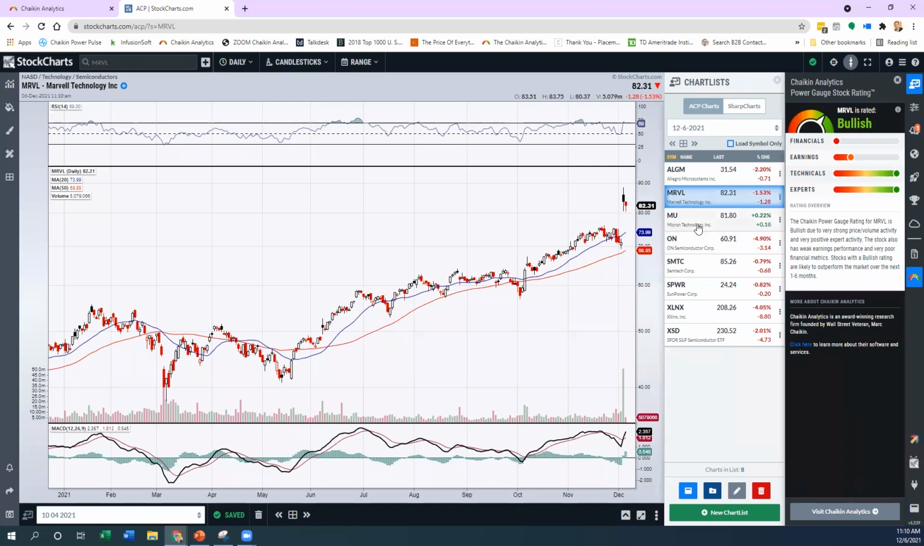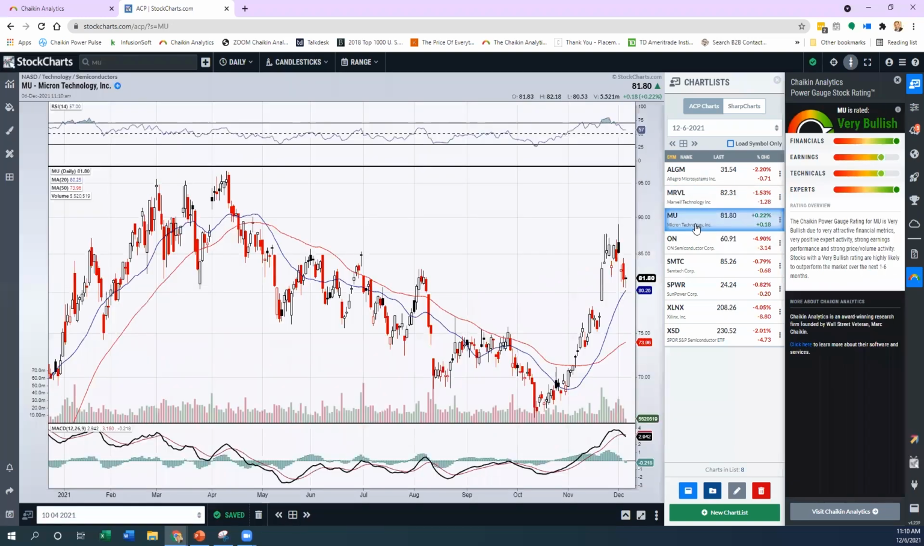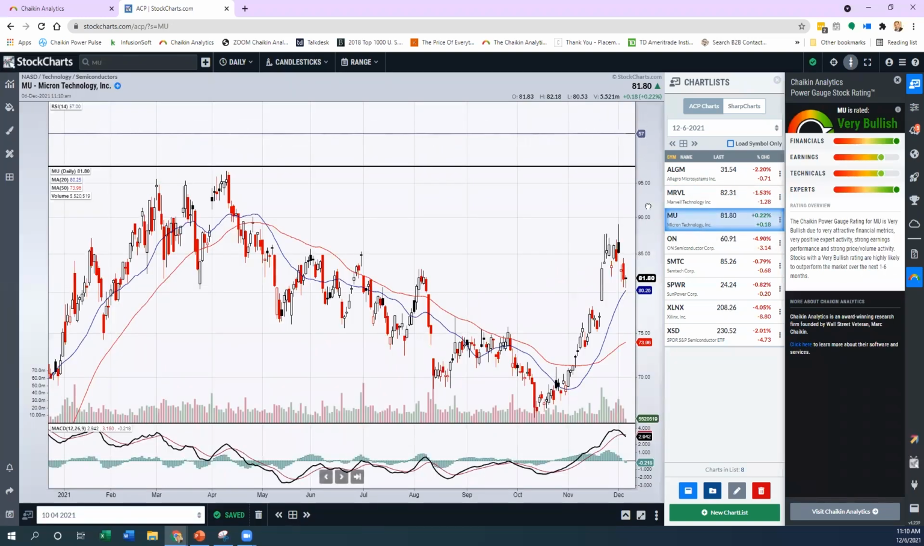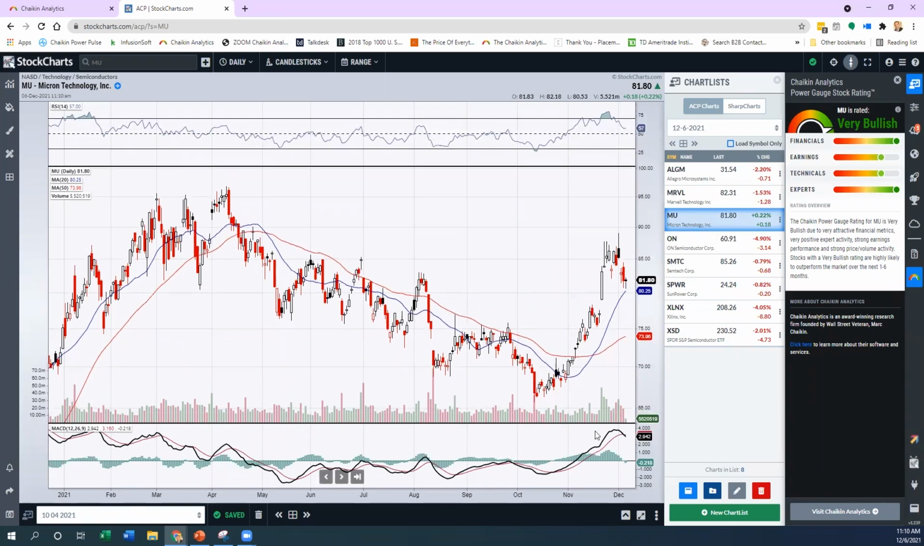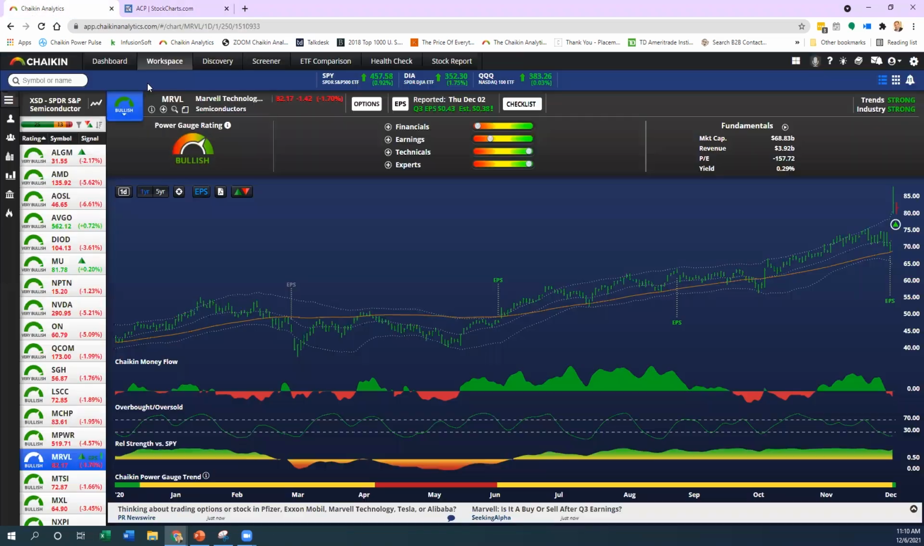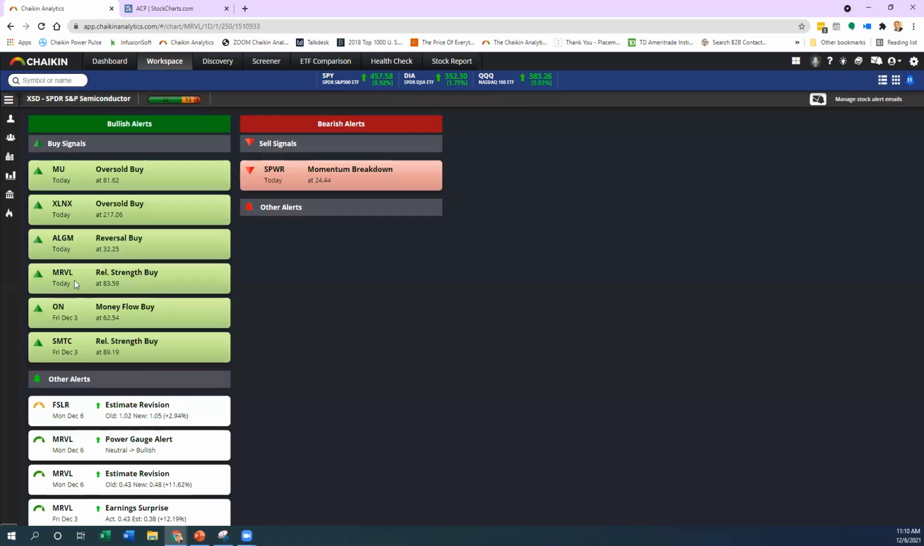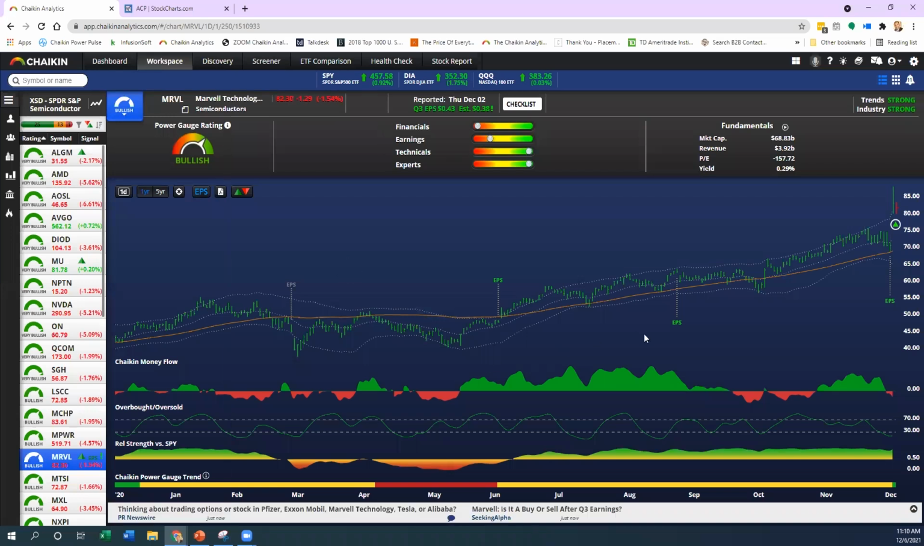And the next name is Micron, a beloved name in the industry for many, many years. And if you look at the setup here on the ACP platform, it's very similar, but I love the name because it's got a nice turnaround setup. So when you see this breakout and it pulls back, it looks pretty cool. We like that setup. So let's go back to our alert bell. And what is it telling us? Relative strength buy. So let's go take a look at Marvell.